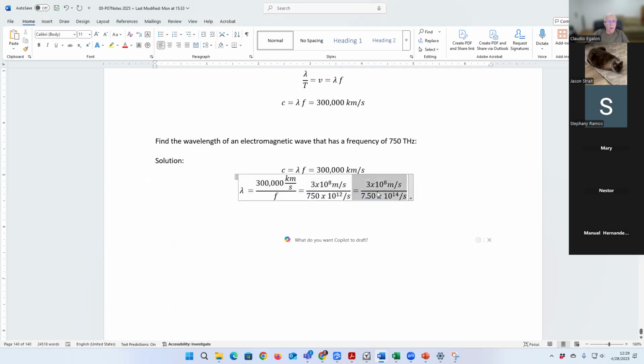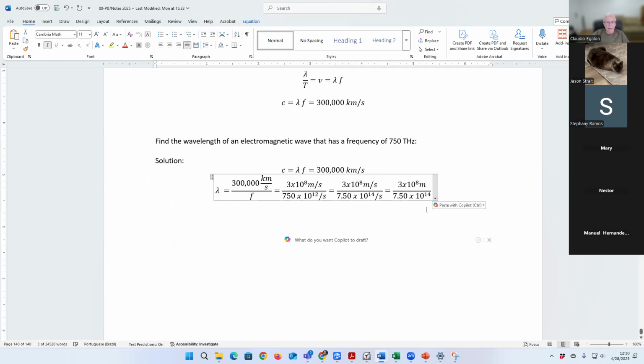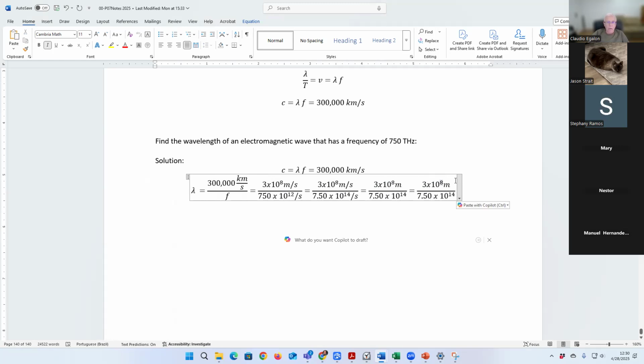And we end up with the second here canceling out with the other second. The 10 to the 8 cancels out with the 14, and then we get 10 to the minus 6 meters. And then we have to do this math: 3 divided by 7.5. 10 to the minus 6 meters is microns.